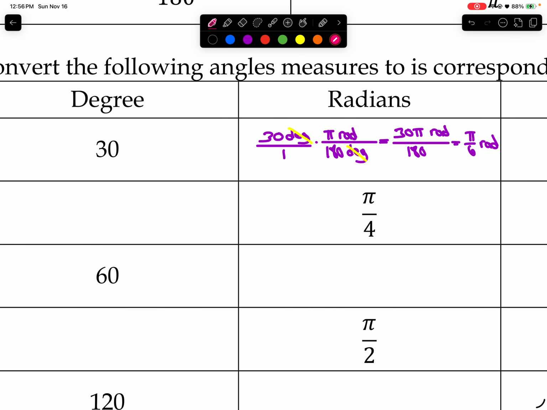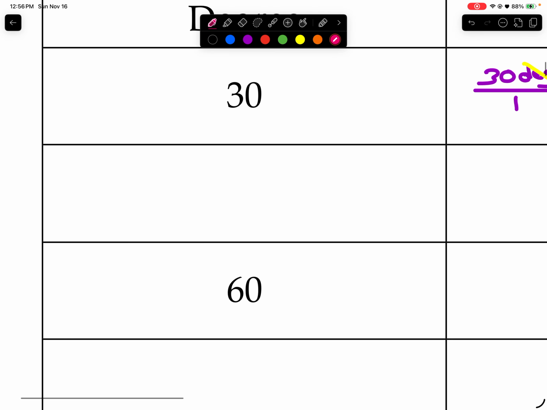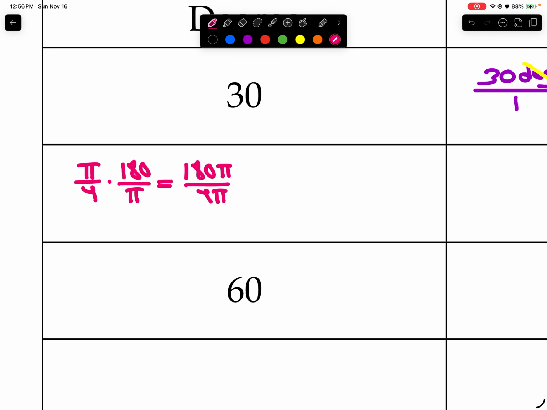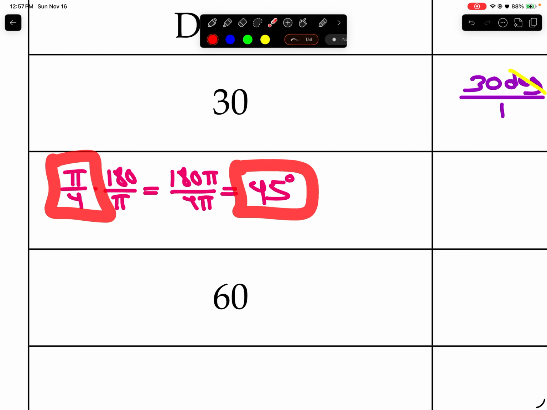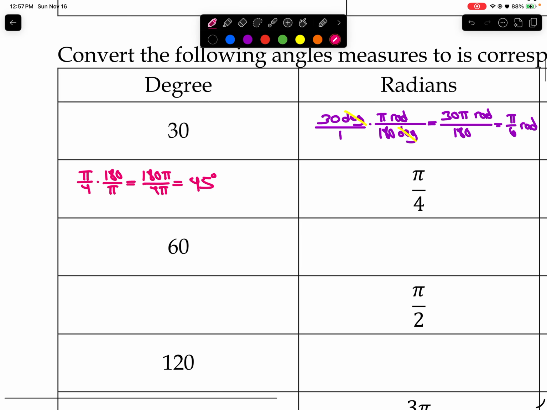So now I want to convert pi over 4 in terms of degrees. So pi over 4, I'm going to multiply this times 180 over pi. So this is going to be 180 pi over 4 pi. Your pi's are going to simplify, and then we are left with 180 over 4, which in this case is going to be simplifying to 45 degrees. So pi over 4 radians is the same as 45 degrees.